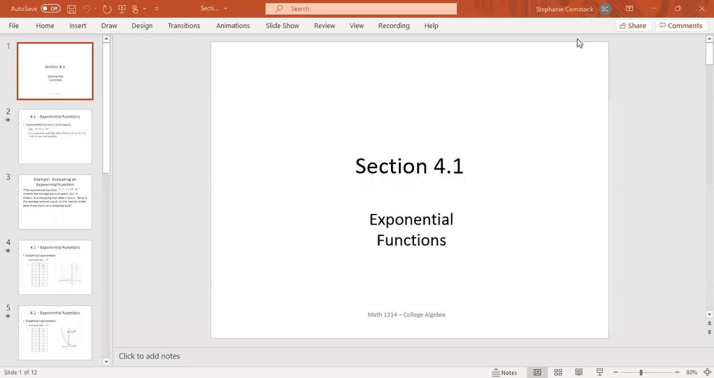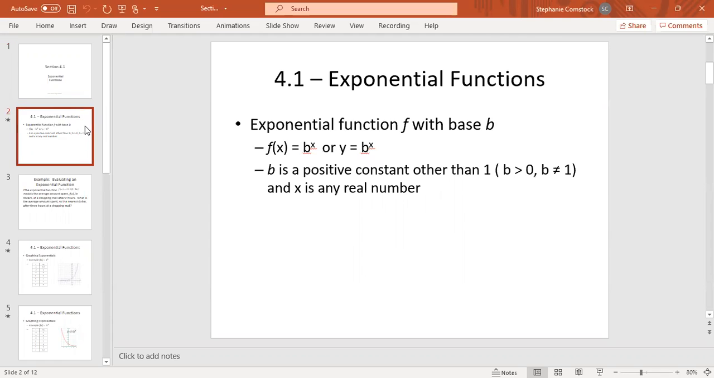So for section 4.1, we are going to be talking about exponential functions, okay? In the past, we have had equations that use x as our variable, and we were sending it to a power. So x squared, x cubed, things like that. The difference here is we are now going to set a base called b, and then we are going to be running through the power.